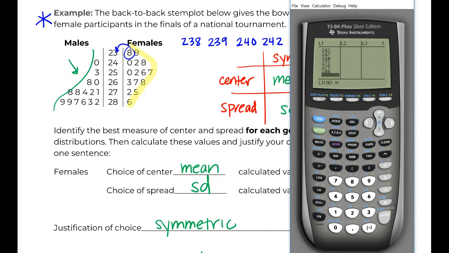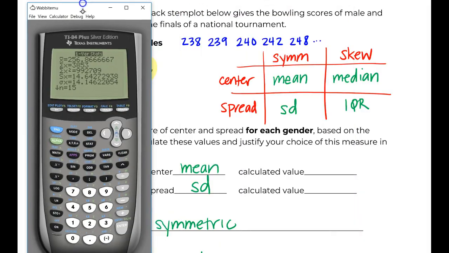And voila, they're entered. So if we go to stat and over to calculate, I can do my 1-var stats. And I'm going to keep my stats wizard off because I hate it. I am a stats wizard. I don't need a stats wizard. I'm just going to press enter. Remember, all my data was in L1, so I'm good to go.